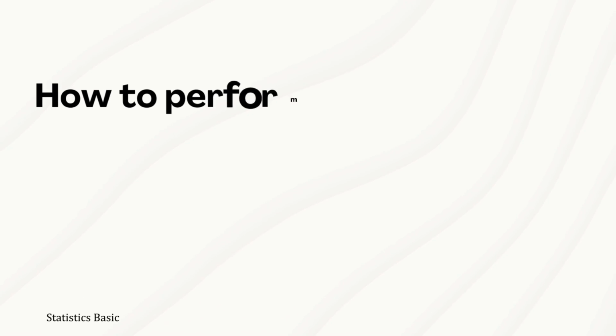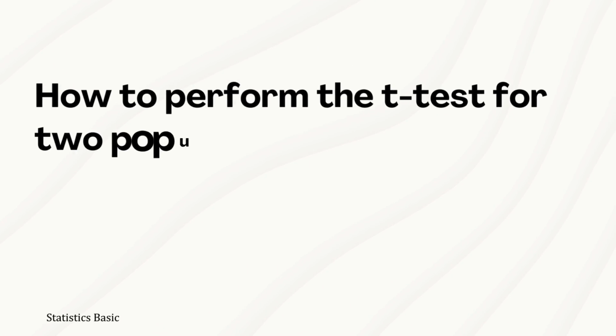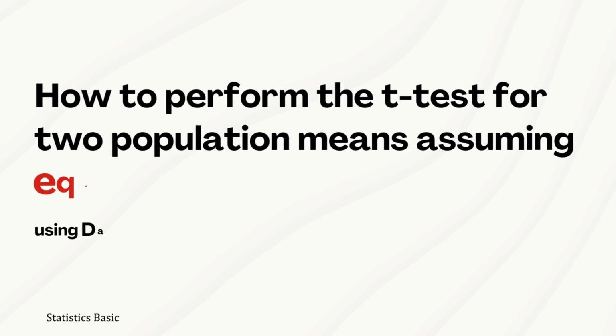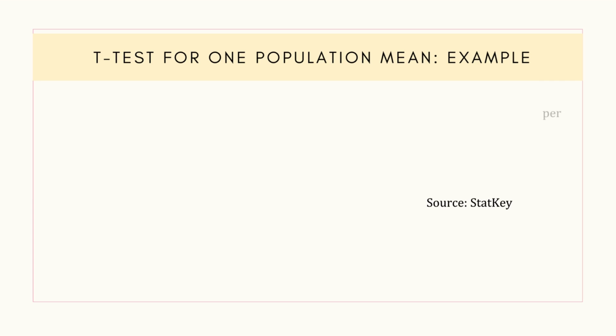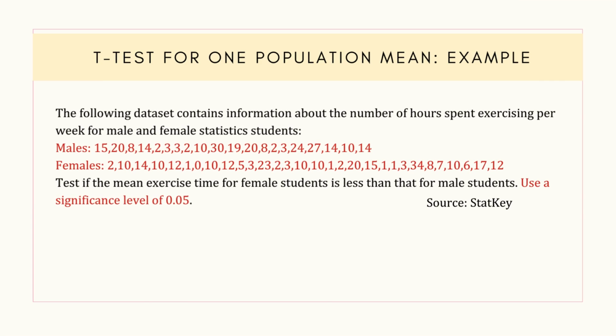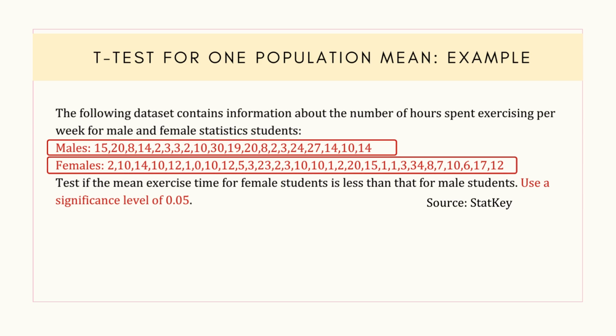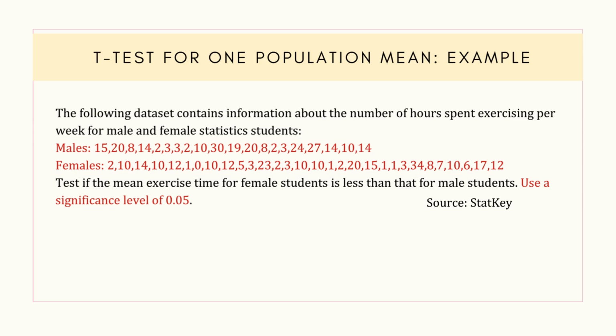In this video, we will perform a two-sample t-test, also known as an independent samples t-test, assuming that the population variances of the two samples are equal. Let's consider the following example, where the amount of exercise for a sample of statistics students are given, and a claim is made that the mean exercise time for female students is less than the mean exercise time for male students, and the significance level alpha is set at 0.05.